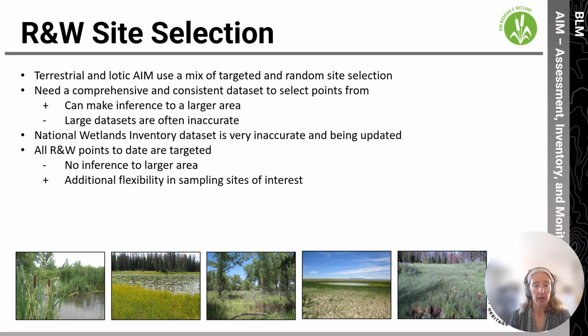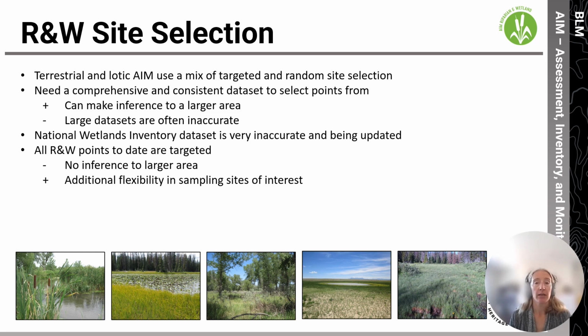One thing I want to point out before I talk too much more about riparian and wetland AIM is how the sites are selected. With terrestrial and lotic AIM, we use a mix of targeted and random site selection. For that random site selection, you need a comprehensive and consistent data set to select your points from. The good thing about this is when you randomly select points, you have statistical power to make inference to the larger landscape those points were pulled from. This can be a challenge though, because large national data sets can be inaccurate.